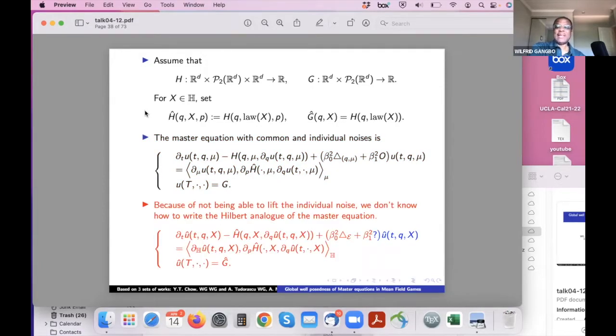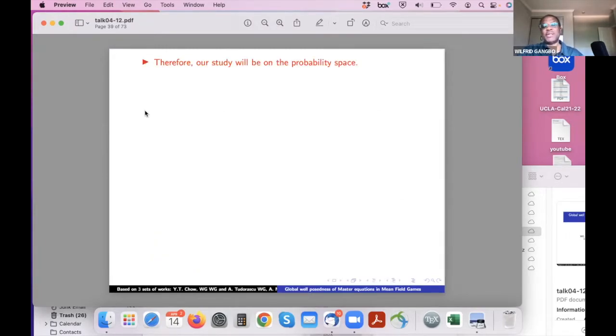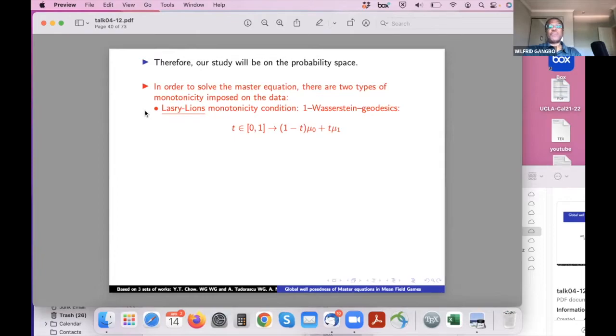When beta 1 is not 0, since we are not able to lift the individual noise operator to the Hilbert setting, I will not be able to write a general Hilbert space setting for the master equation unless beta 1 equals 0. In order to solve the master equation and have a long-time existence result, one needs to impose some monotonicity condition.